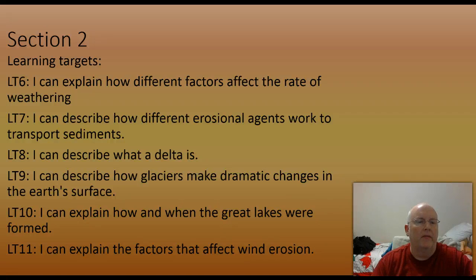Good evening. Welcome to video number 2 of the unit about how the Earth's surface has changed. So here are some additional learning targets that we've added on from the first video. So take a moment to pause it and record those, please.